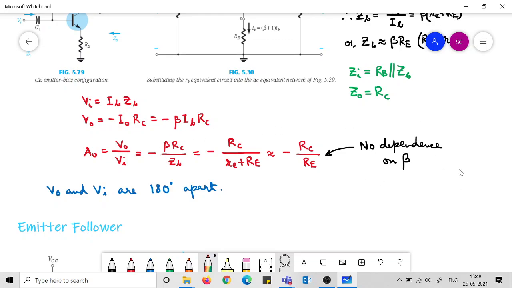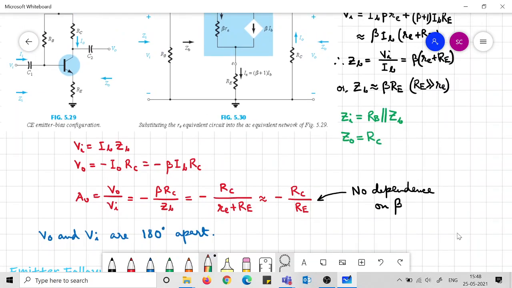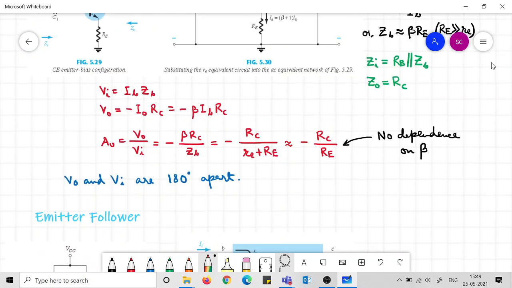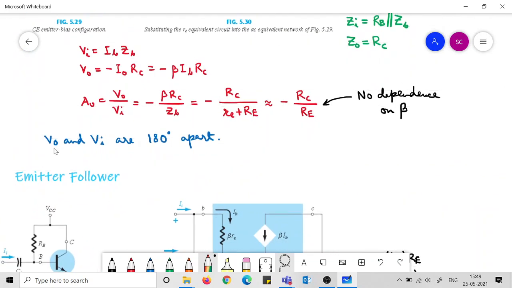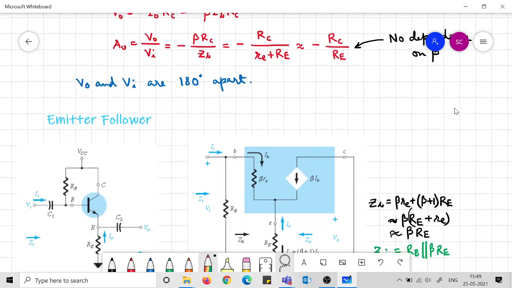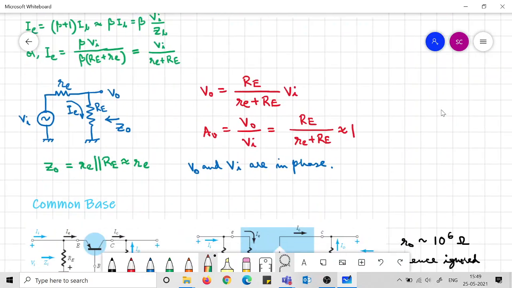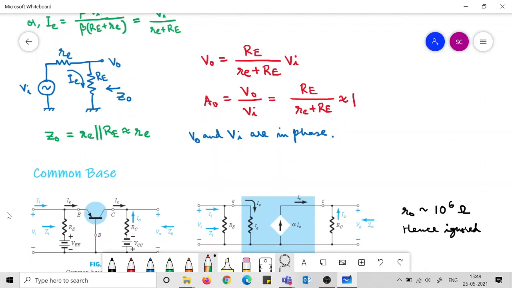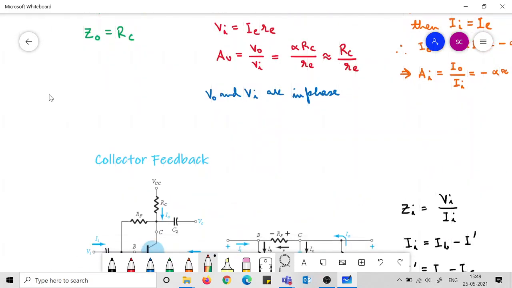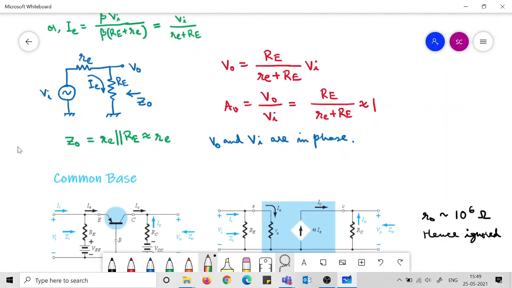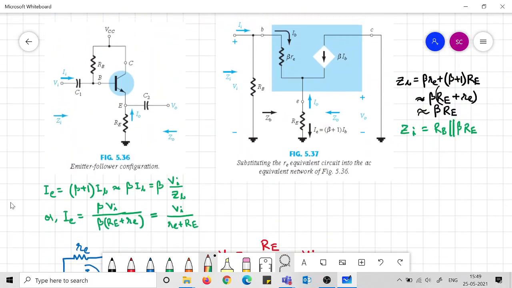Okay, so no dependence on beta. This is a very significant result that we have obtained with the unbypassed emitter bias. Still we are having the V0 and Vi 180 degrees apart. Next one is the emitter follower, and with this I think we will end today. Yes, there are some more. So with the emitter follower we will end today.